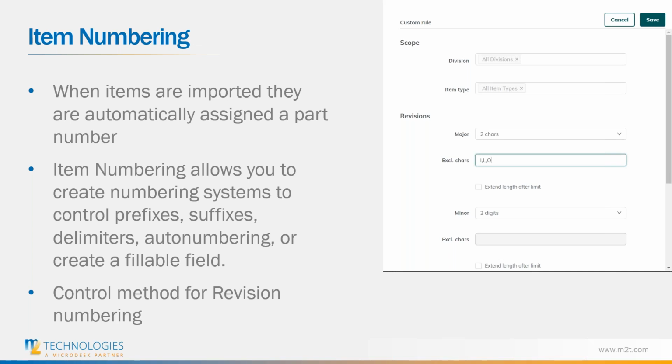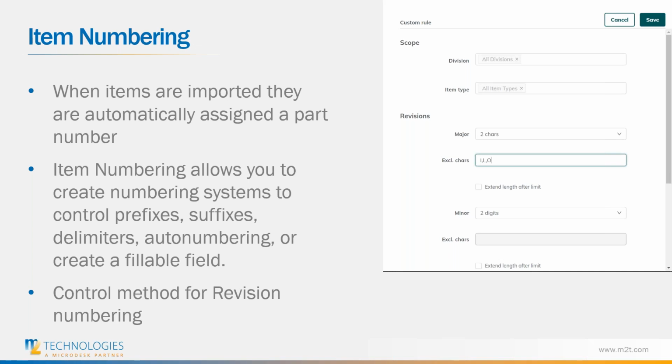We again have the ability to extend the length of this after we reach the limit. And we have the ability to set major and minor revisions separately. When we release items multiple times, it will ask us whether we're making a major or minor revision, and it will set that revision number appropriately.